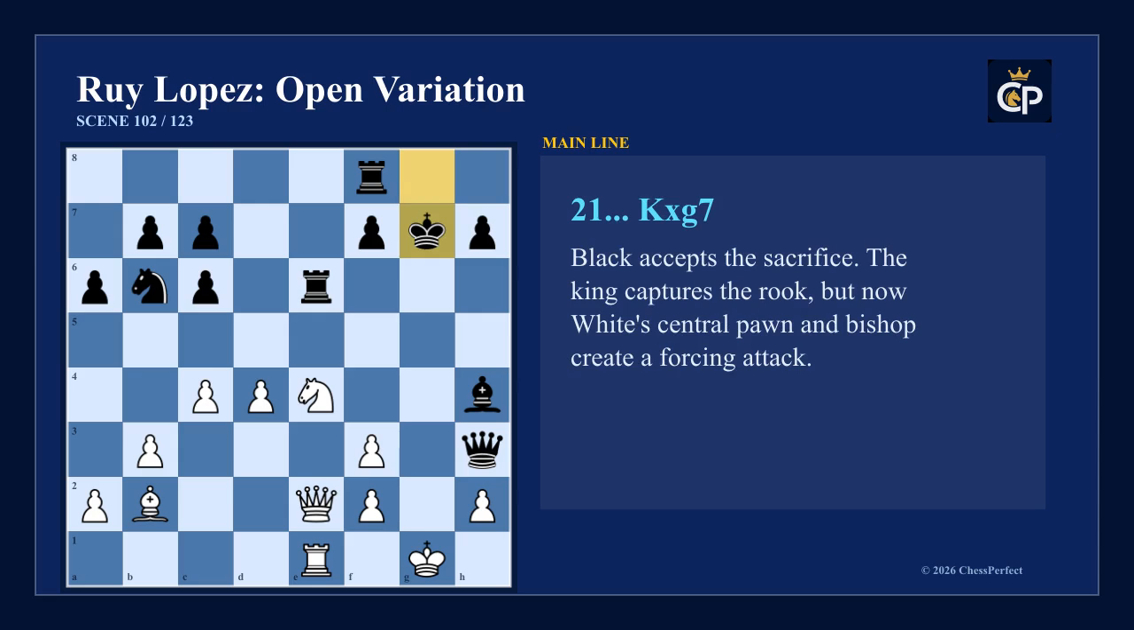King takes g7. Black accepts the sacrifice. The king captures the rook, but now white's central pawn and bishop create a forcing attack.